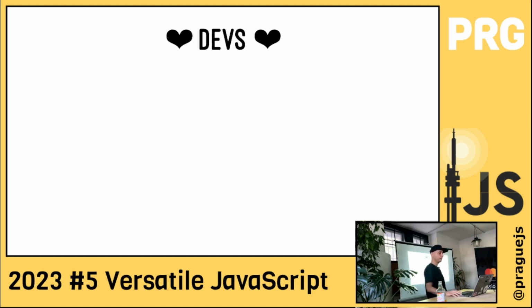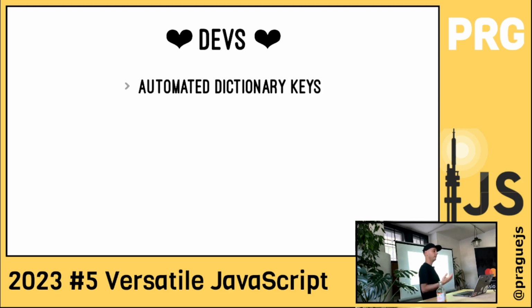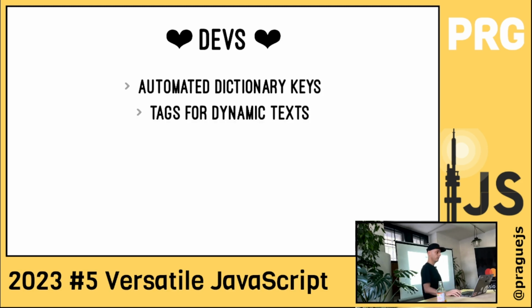So what do developers like, or what are the benefits for developers here? You get the dictionary keys created automatically. You don't have to manually build some dictionary. You get tags for marking the dynamic sentences, and you get a lot of extracted metadata, and I will get to this later.